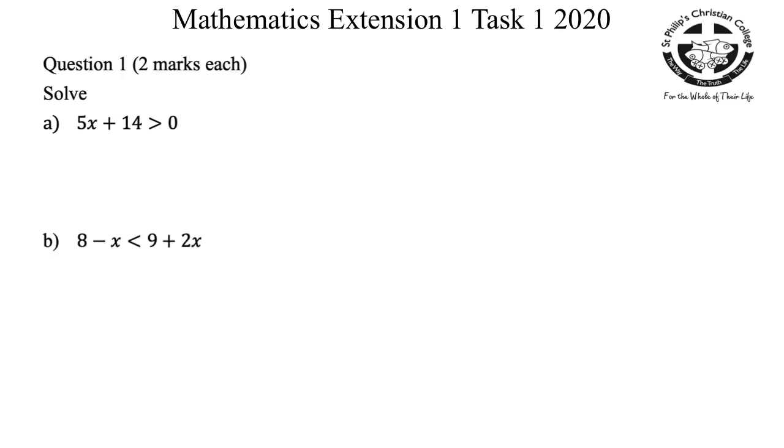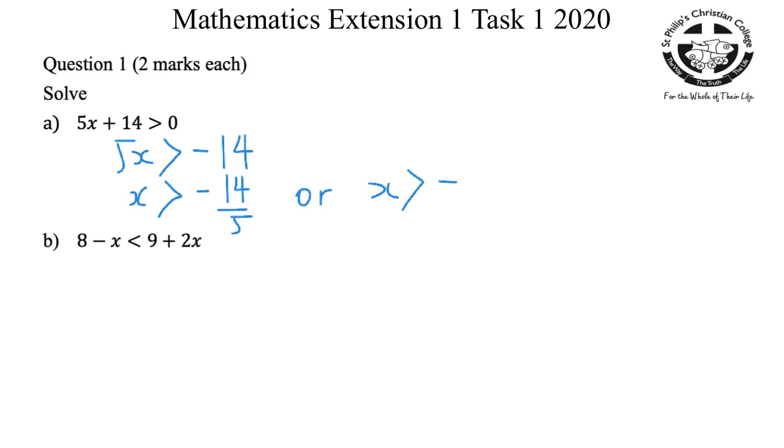Our first couple of inequalities here are pretty straightforward. Our first one, we've got 5x is greater than negative 14 by subtracting 14 from both sides, which means x is greater than negative 14 over 5, or a few people wrote x is greater than negative 2.8. Either's fine. Personally, I'd probably leave it as a fraction, just one less thing to muck up when things are already hard enough. But either way was fine there.